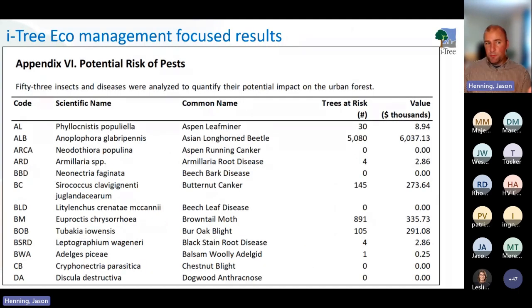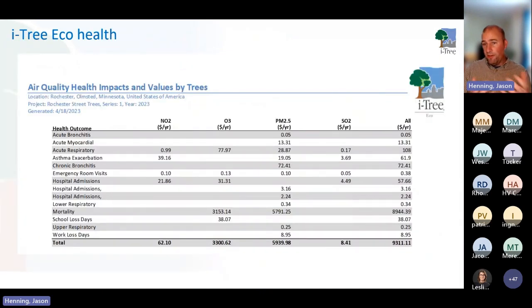We've got a lot of management focused results. So we can look at what percentage of our population is at risk to different pests. And what we're showing is that about, and these are in thousands over here, about $6 million worth of trees, that's what it would cost to replace them, in our street tree population are at risk to Asian longhorned beetle. So now you've got data to make the case to either treat or remove these trees because you know what's at risk. And then we dive into all those ecosystem services and we dive into more detail.